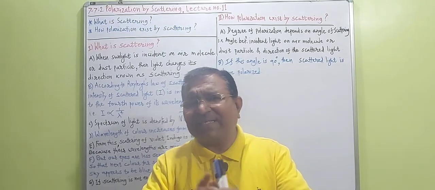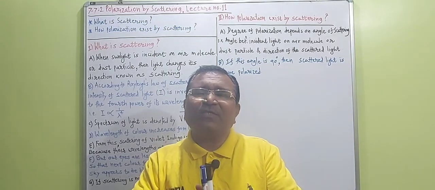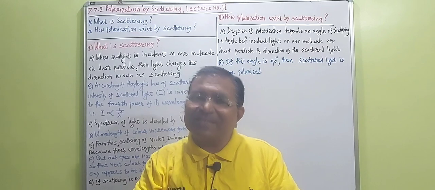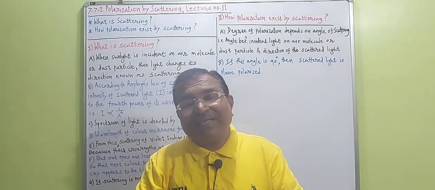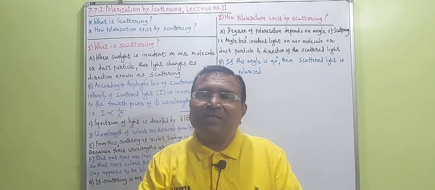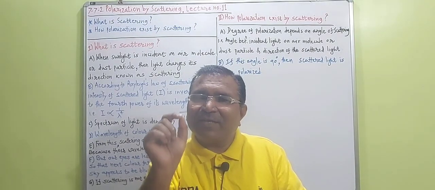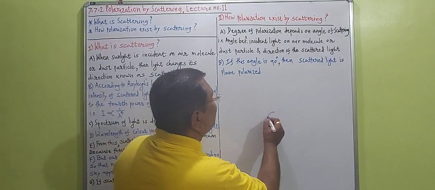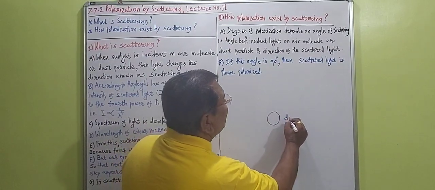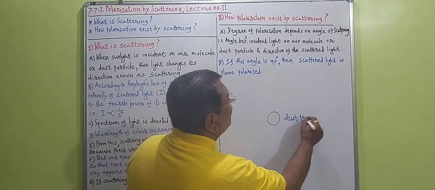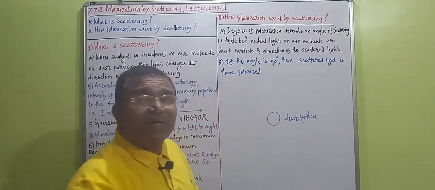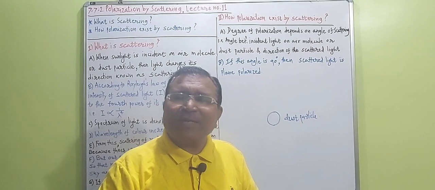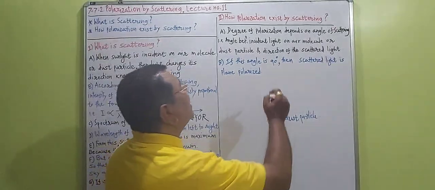Okay. What is scattering? Dear students, the most important thing is that the sunlight entering through the atmosphere reaches up to the earth. That sunlight's rays are incident on a dust particle or air molecule. Suppose this is a dust particle. A dust particle is very microscopic, but for our understanding I have drawn the dust particle like this. This is a dust particle or air molecule over which sunlight is incident.